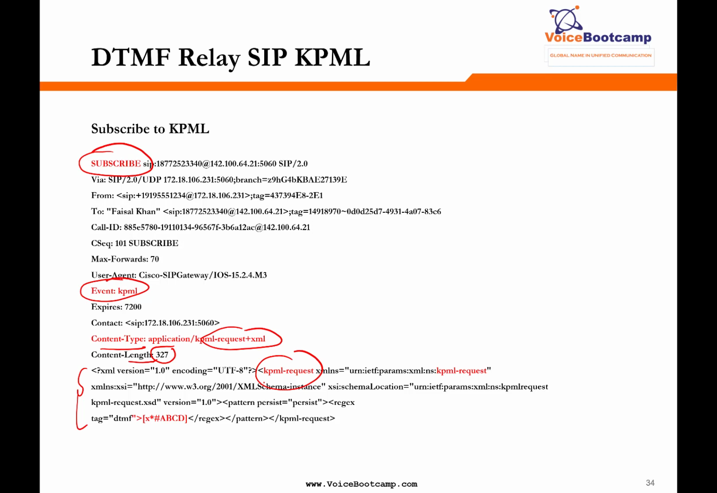So greater than 0 means there is information in the body, and it contains some XML code, which again indicates the KPML request method. And what is very important is the pattern. The pattern means what numbers you're allowed to dial. So in this case, this pattern will indicate that you're allowed to dial any number between 0 to 9 plus ABCD. We'll talk about that in more detail a little bit later. So this is the information that is included when you're trying to subscribe to KPML.